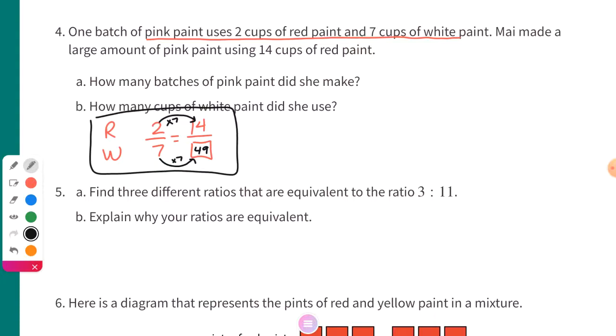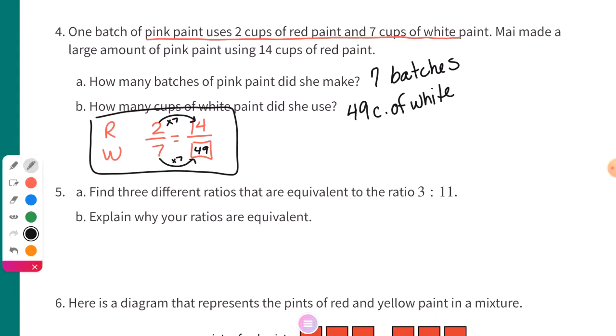So now let's read the questions. It says, how many batches of pink paint did she make? Do I have that answer in that work? Livy, where is that answer? Yeah, my multiplier is the number of batches. So 7 batches. Okay, B says, how many cups of white paint did she use, Haley? 49 cups of white. Okay, so it asked 2 different questions from that one problem. Questions on that one?